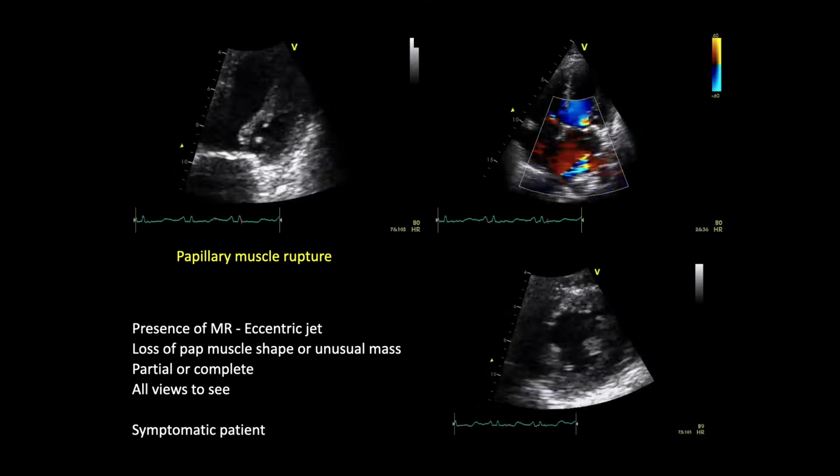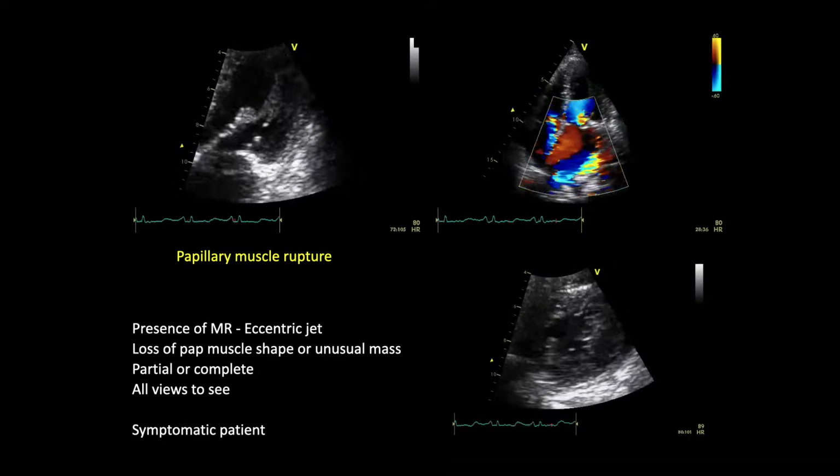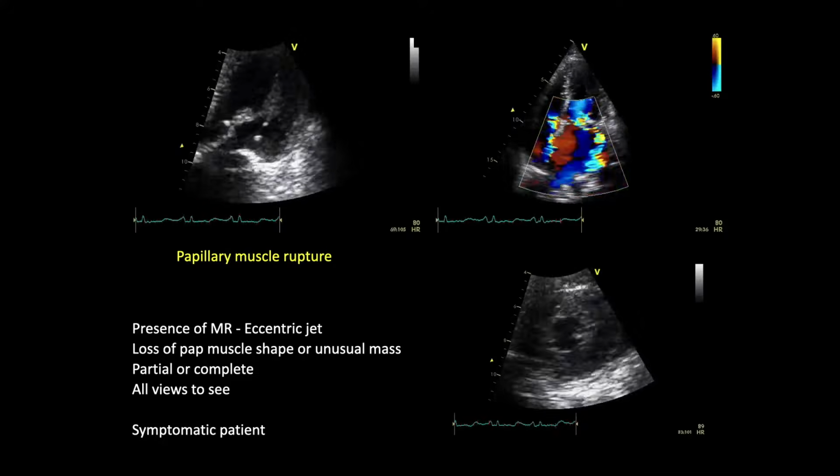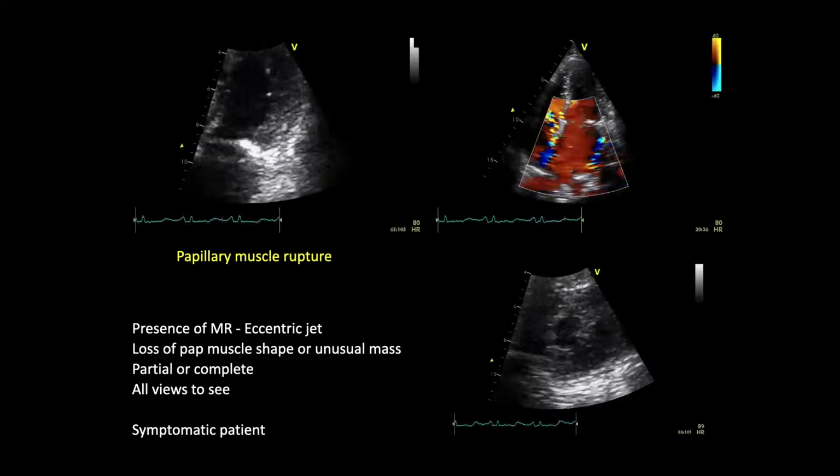Now, looking at a different area of CAD, mechanical complications. A few complications usually come in a symptomatic way, sometimes in a very dramatic fashion. It can be in the ICCU, it can be in the triage, and patients come with a lot of distress.